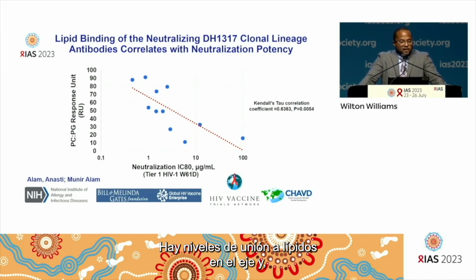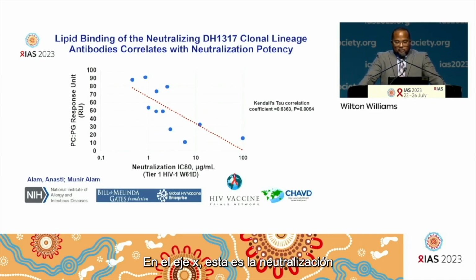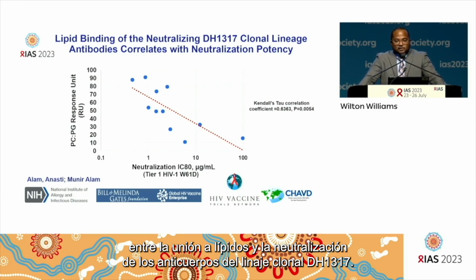So there's lipid binding levels on the y-axis. The higher the number, the better the binding. On the x-axis, this is neutralization of a representative heterologous HIV-1 strain, where the smaller the number, the better the neutralization titer. Each circle represents a mature DH1317 antibody, with the UCA shown on the far right. And here you can see a nice correlation between lipid binding and neutralization of the DH1317 clonal lineage antibodies.